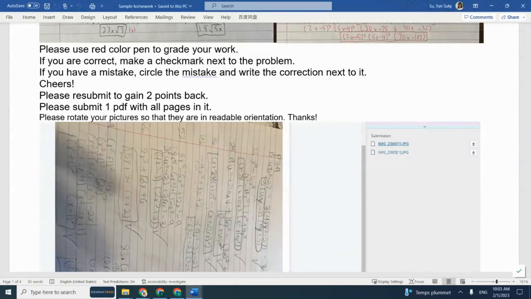And please submit one PDF with all pages on it. Okay, so one PDF, not images, not Word documents. And please rotate your pictures so I can see them better. Okay, so please rotate your pictures, and submit one PDF.